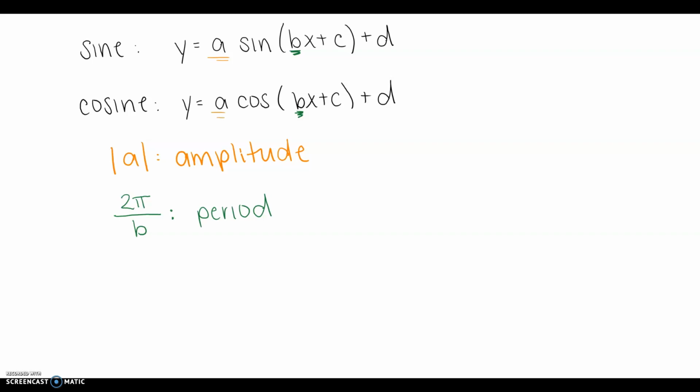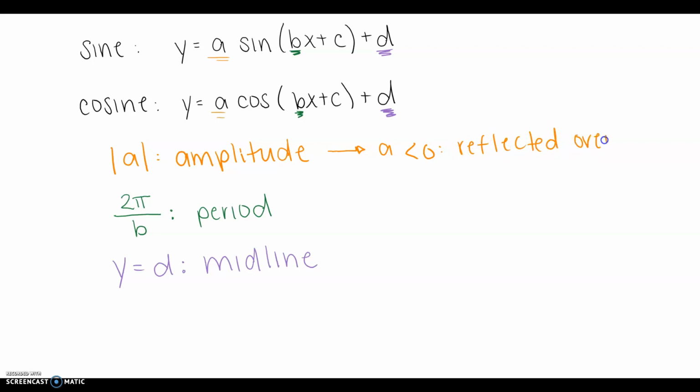And D, hopefully you remember that one's a pretty easy one. D is the midline, or the sinusoidal axis. So y equals D gives us, I'll just call it the midline for now. And the only thing we might want to also mention is just with the amplitude, if a is less than 0, it's reflected over the x-axis.